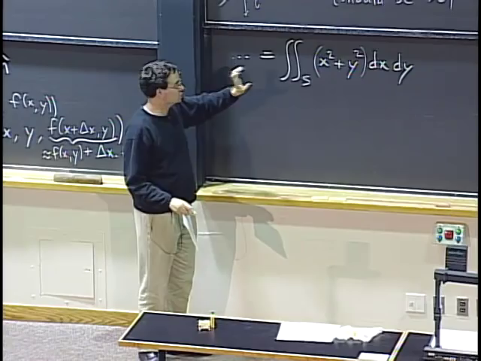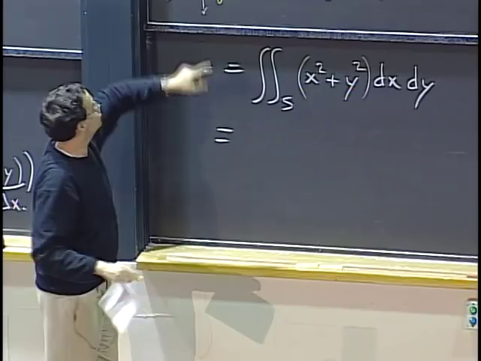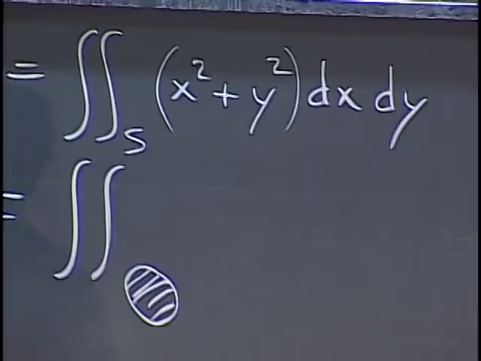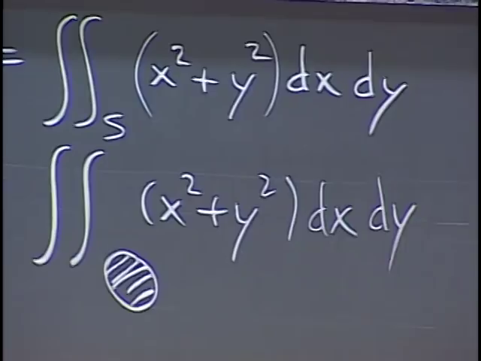That's okay. So now, how will we actually integrate that? Well, now that we have just x and y, we should figure out what's the range for x and y. The range for x and y is going to be the shadow of our region. It's going to be this unit disk. Okay, so let me just do that for now. And here is finally where I've left the world of surface integrals to go back to a usual double integral. And now I have to set it up.